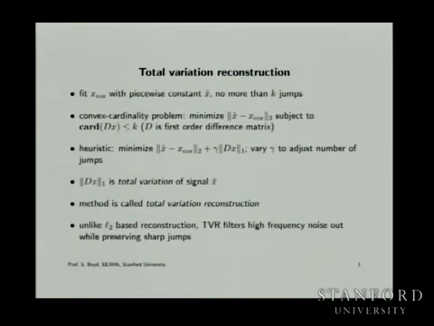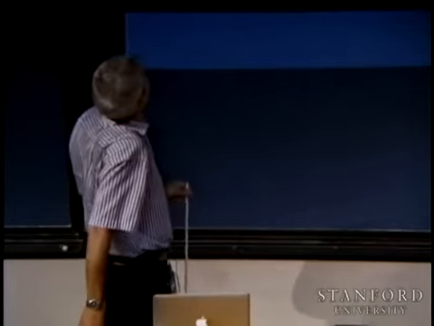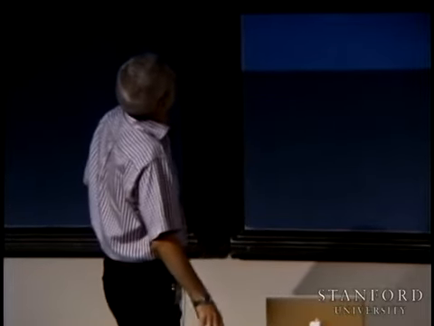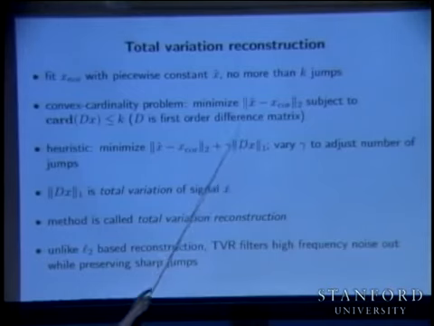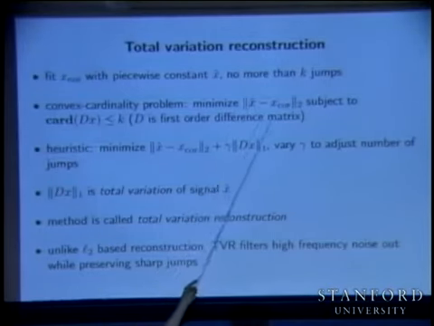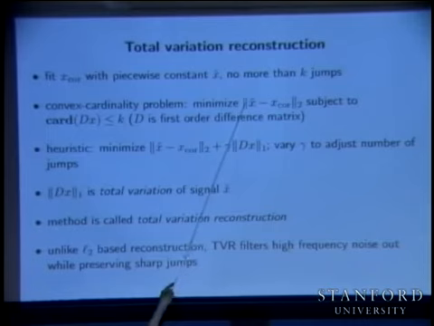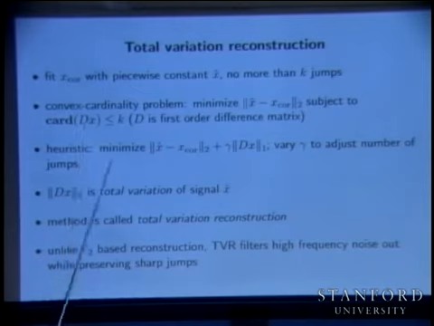So it works like this. You have a corrupted signal, and you want to fit it with a piecewise constant signal with no more than k jumps. A simple way to do that is to trade off, x hat is going to be your estimate of the signal. You trade off your fit here. By the way, if this were Gaussian noise, that would be something like a negative log likelihood function here. You trade off your fit with the cardinality of Dx, where D is a first order difference matrix.